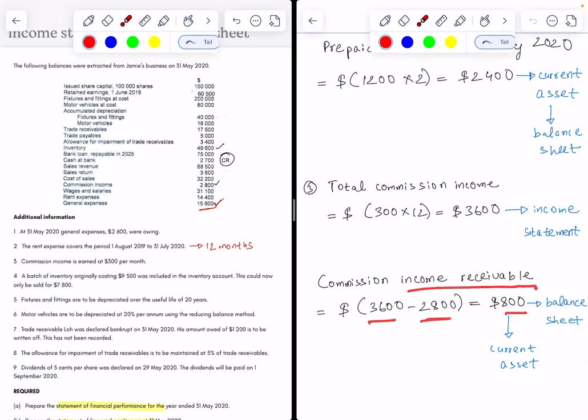Therefore, this falls within the category or definition of a current asset, and all current assets are to be reported in the balance sheet or the statement of financial position. So when you prepare the balance sheet, you will show under current assets commission income receivable of $800, okay? And when you prepare the income statement, you will show $3,600 as the total income which you have earned under other income.